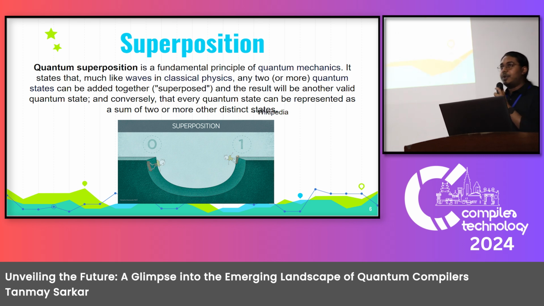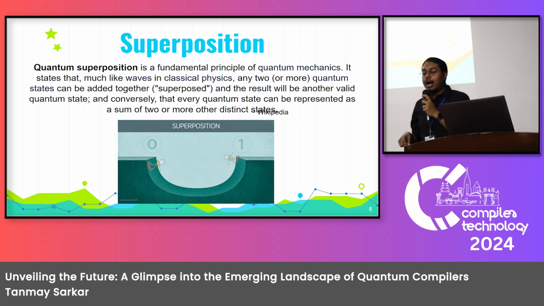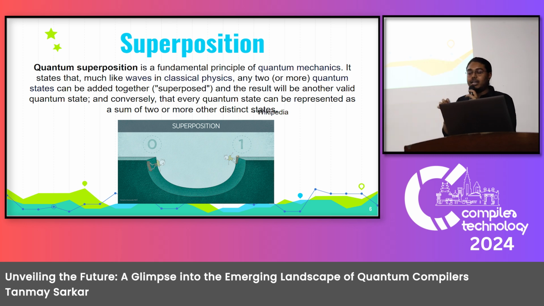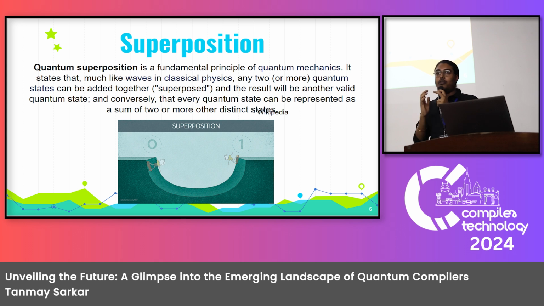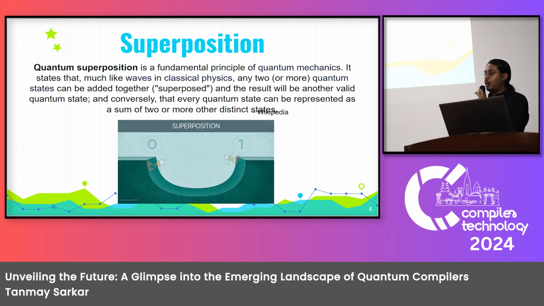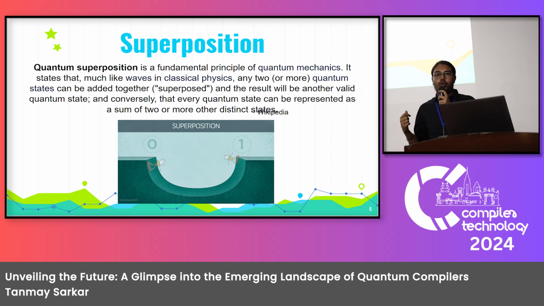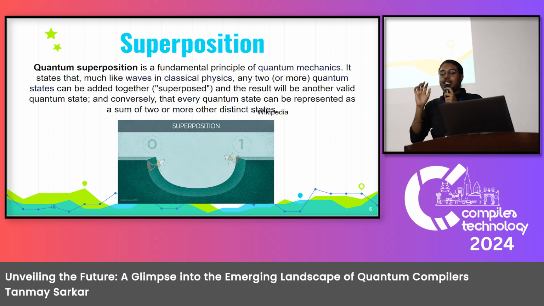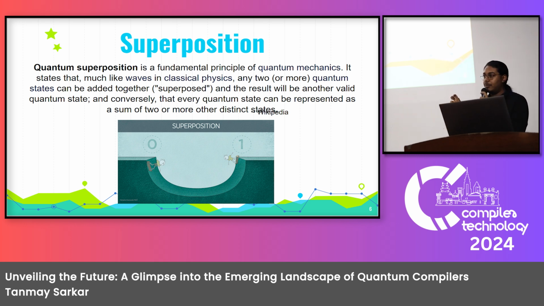So to give a brief overview of my talk, I will not get into any specific techniques in quantum compilers. I'll just try to give you an overall view of what the challenges are, and also what work has been done in the quantum compiler domain and how it's progressing. Before getting into that, we should first understand what a qubit is. A qubit is basically an analog of a classical bit.